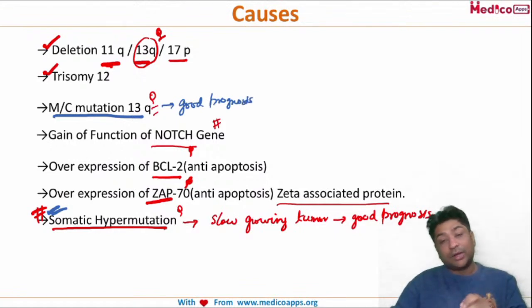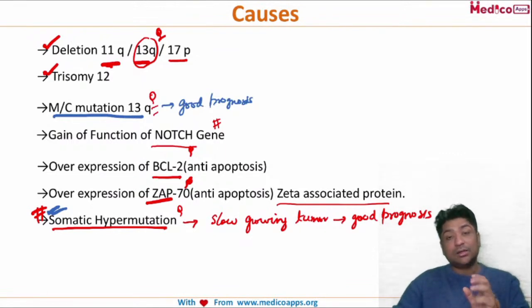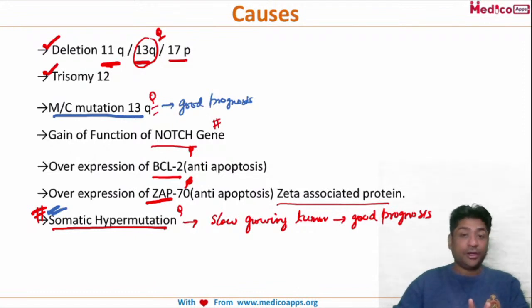Now, there is another very important point which, even in viva, in your professional examinations, or even as an MCQ, has been asked: chronic lymphocytic leukemia is not associated with radiation exposure.